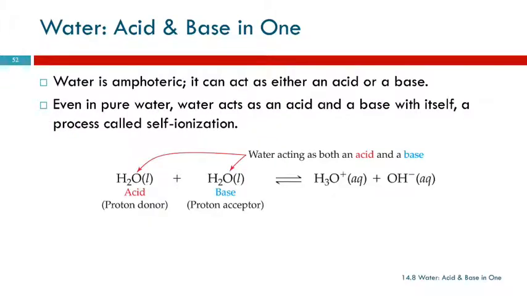So let's look at that again. I have two water molecules, one acting as an acid, one acting as a base. I get one hydronium and one hydroxide ion. So in pure water, there will be some hydronium ions and some hydroxide ions, and their concentrations will be equal because they are formed in pairs. Okay?